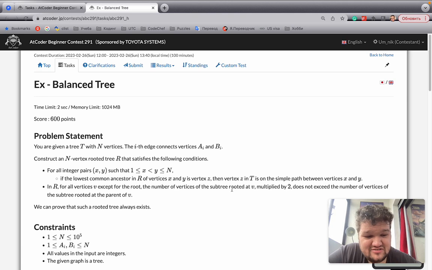Okay, so we are given a tree and we are asked to construct a similar rooted tree, but it should be balanced. Similar in the sense that for two vertices, their LCA in the tree we have to construct also has to be on the simple path between X and Y.